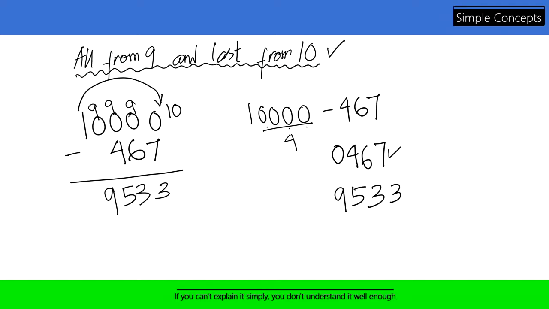Once kids start practicing, they actually need not write it like this. This way they need not write, rather they can do it in their mind itself.